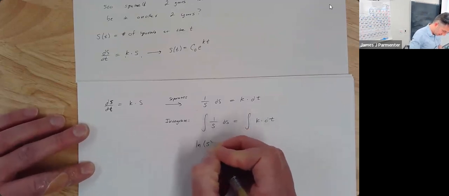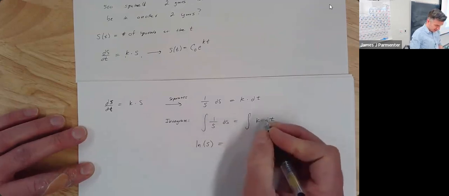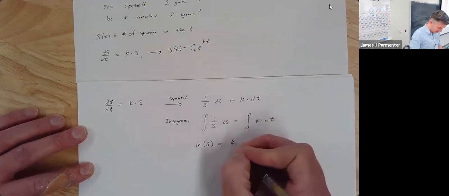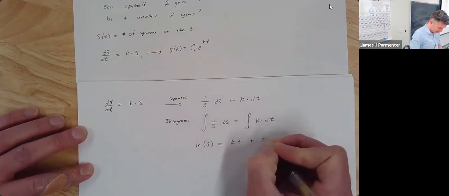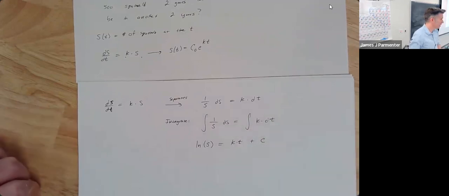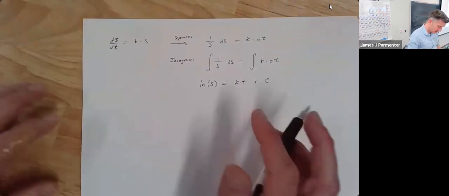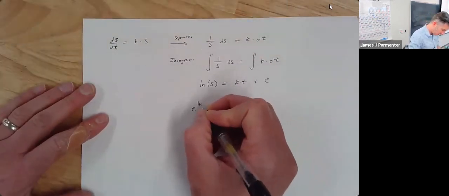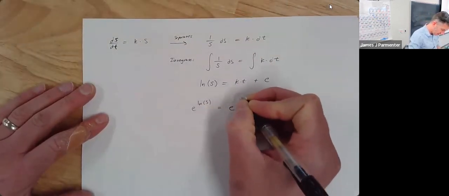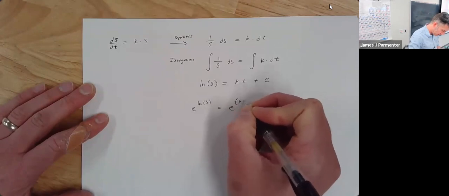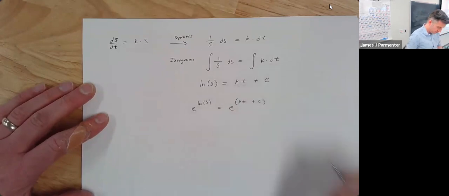So we're going to say it's the natural log of s, and it's equal to the antiderivative of k, which is just k times t plus some constant c. And now we're going to solve for s. We're going to exponentiate both sides. So e to the natural log of s equals e to the kt plus c.